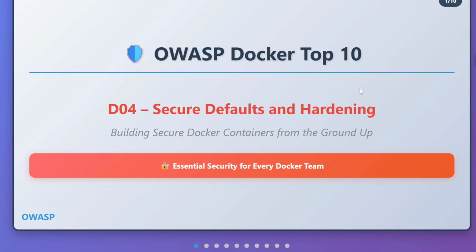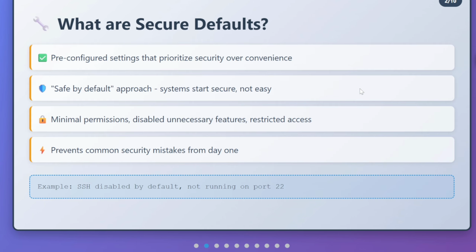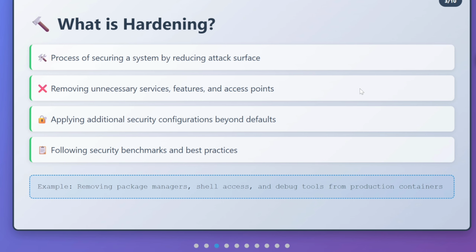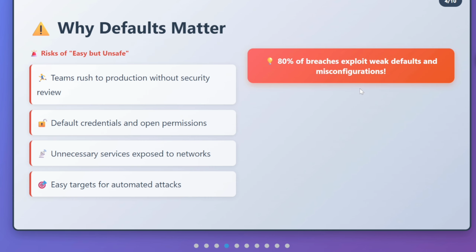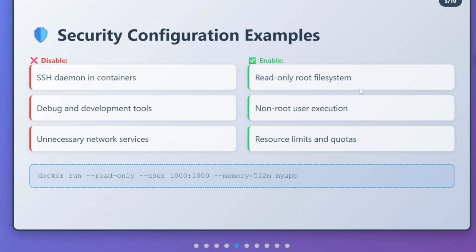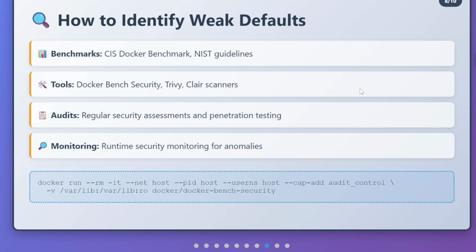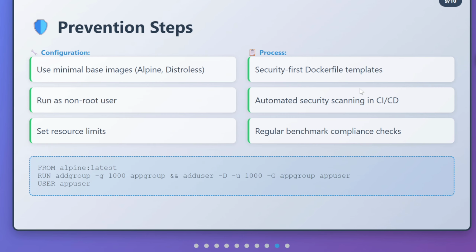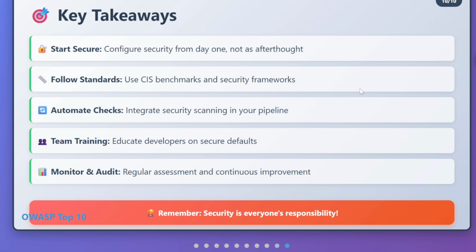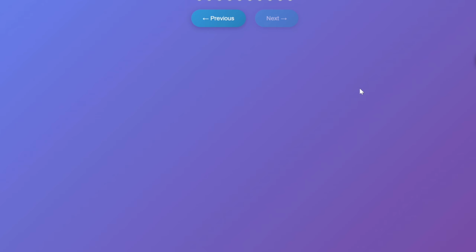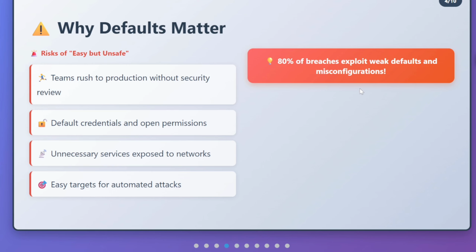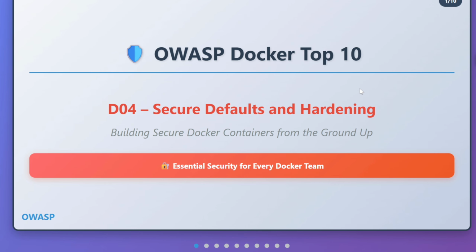As a series of OWASP Docker Top 10, we already covered till day 03. Here we are going to discuss day 04, that is secure defaults and hardening. We are going to cover what secure defaults and hardening are, why they matter, a security configuration example, what the attack vector in D04 is, some real world impact, how we identify weak defaults with commands, what prevention steps we need to take, and some key takeaways out of the learning. These are the things we are going to discuss in this video. So without further ado, let's enter into the video.